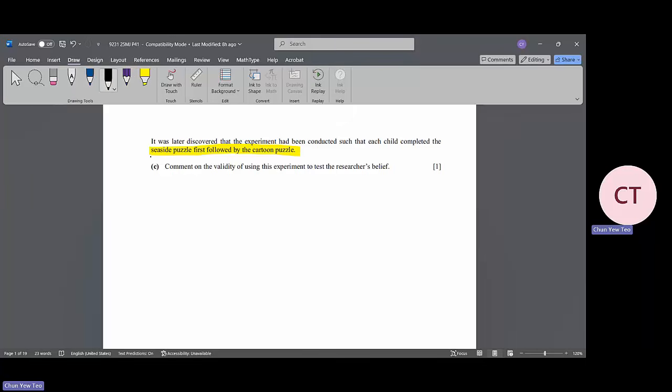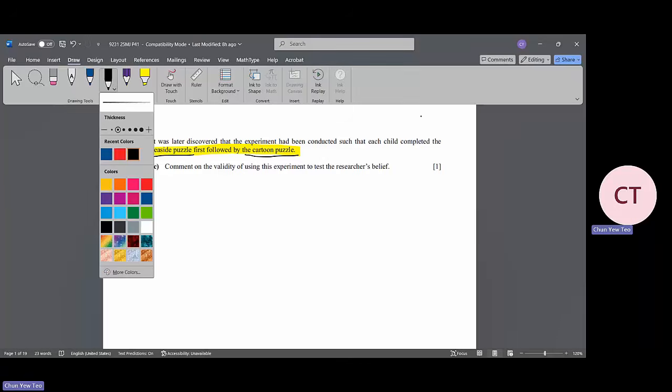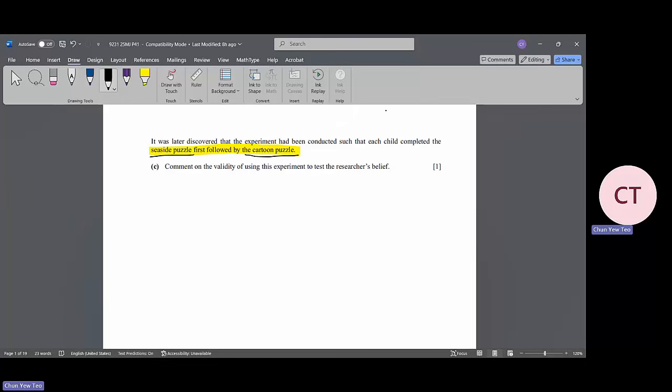So the children have tried the seaside puzzle first, followed only then by the cartoon puzzle. So maybe because the children already have experience, they can do it quicker when they are solving the cartoon puzzle. So you just need to use your own words to give a comment on this experiment.